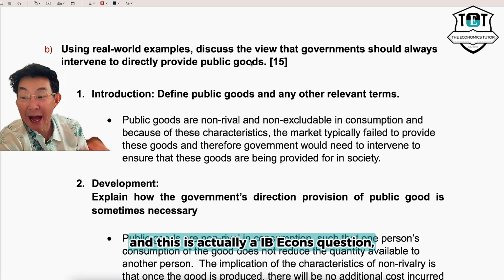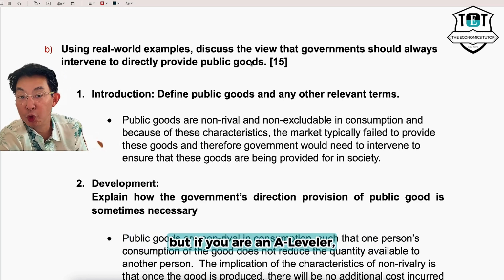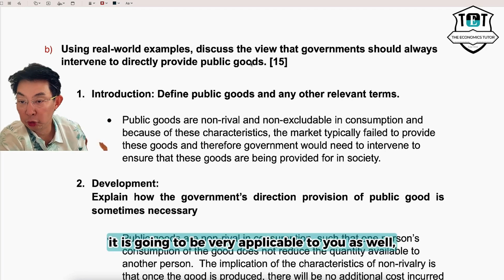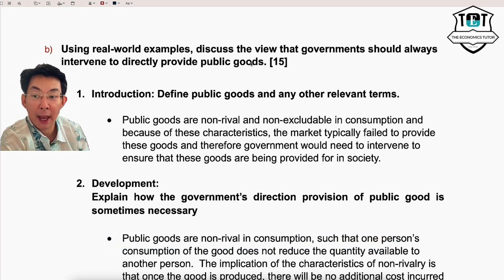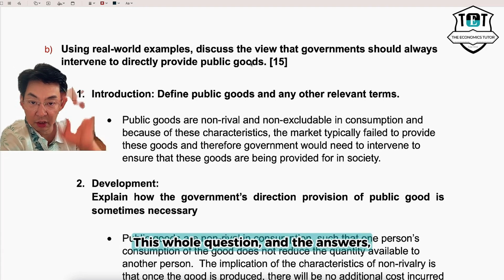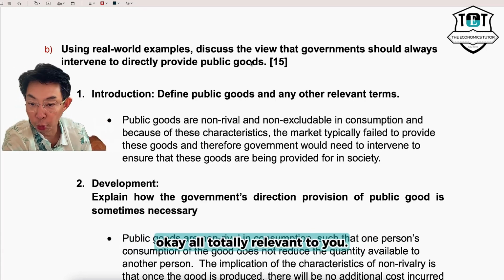And this is actually an IB Econs question, but if you are an A-leveler, a JC Econs student, stay on, okay? It is going to be very applicable to you as well, and it doesn't matter whether you are H1, H2, SL, HL, doesn't matter at all. This whole question and the answers are all totally relevant to you.